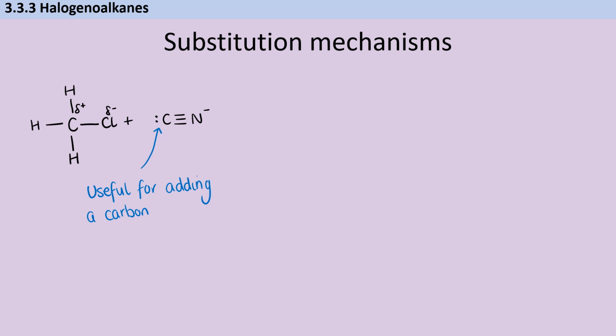So we're going to go through exactly the same process, starting with a lone pair on our nucleophile and drawing a curly arrow that goes to the delta positive carbon. Then from there, we're going to do a second arrow that goes from the middle of the carbon-halogen bond to the halogen. But of course, we're going to make different products compared to the hydroxide.